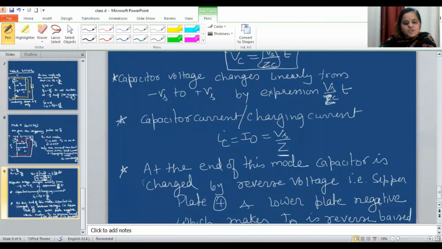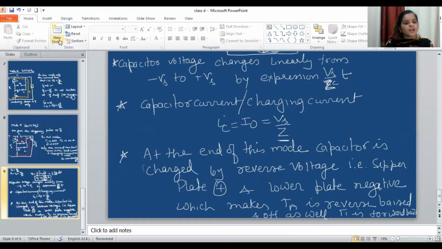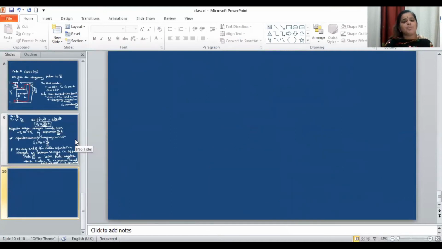And at the end of this mode 3, the capacitor is charged to a reverse voltage. That means the upper plate is positive and the lower plate is negative, which makes TA reverse biased and turns it off, as well as T1 forward biased. That means at the end of mode 3, we have again reached the same situation as at the beginning of mode 1. As the situation of the circuit is exactly similar to the beginning of mode 1, let me draw it so that it will be clear to you.